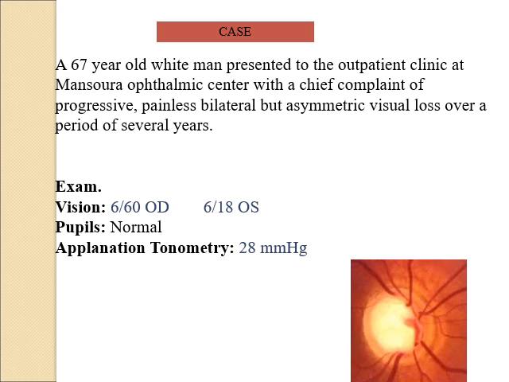Examination reveals vision 6/60 in the right eye and 6/18 in the left eye with normal pupil. Intraocular pressure measured by applanation tonometer is 28 mm mercury. And this is how the optic disc looks like. Note the large optic cup. The cup disc ratio is 0.8 with displacement of the retinal blood vessels to the nasal side.